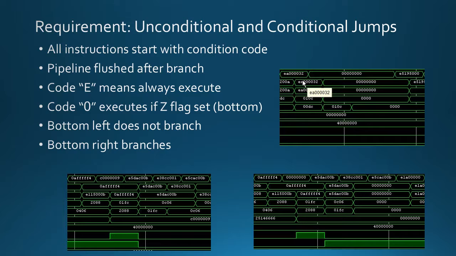In the example on the bottom left, there's a 0A instruction that only executes if the Z flag is set. In this case, by the time it gets towards executing that instruction, the Z flag is not set. That's the bottom value. So the branch doesn't occur. But in the next example, we see that same exact instruction where the Z flag is set, so the branch does occur, and again you see the pipeline get cleared out.